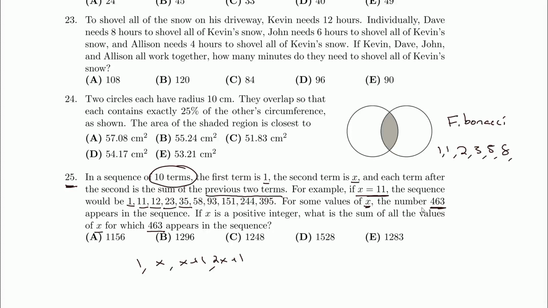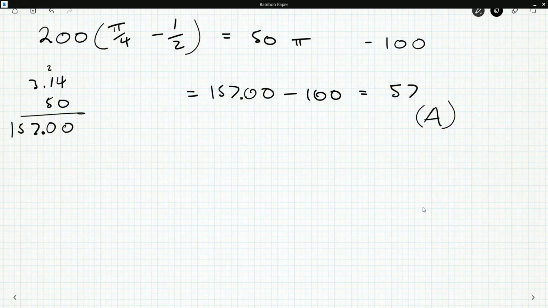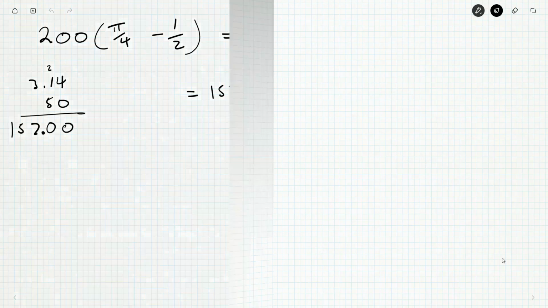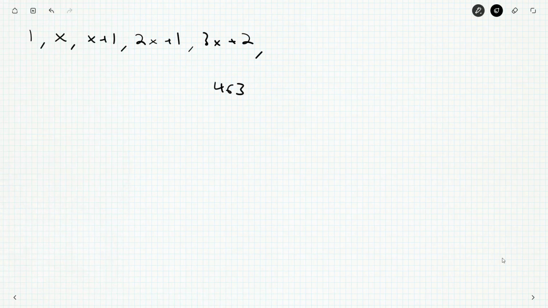Interesting. All right. So what could we do? Well, we can get a fresh sheet of paper, I guess. Give question 25 its own independent sheet. We know it's only 10 terms. I'm actually just going to write out an expression for the 10 terms here. So 2x plus 1, then add the previous two. So 3x plus 2. And as I'm doing this, I'm noticing, okay, 3x plus 2. Could 463 be written as a multiple of 3 plus 2? Could it be written as a multiple of 2 plus 1? There's only certain possibilities we can have.